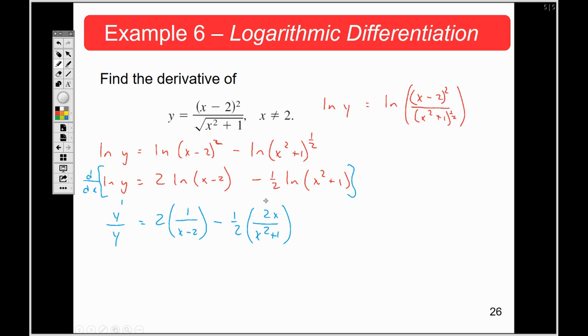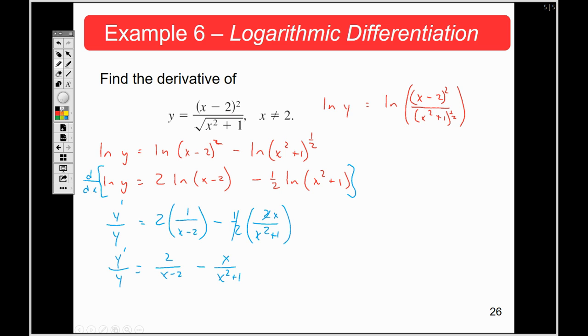Oh, that was so much easier than having to do the quotient rule and doing the chain rule inside here where we bring down the 2 and do that and whatever, right? So a lot easier. If we want to clean this up a little bit, this 2 and this half are going to cancel. And this 2 I can put in the numerator. And so y prime over y is 2 over x minus 2 minus x over x squared plus 1.